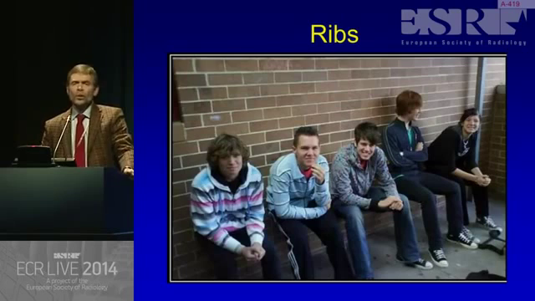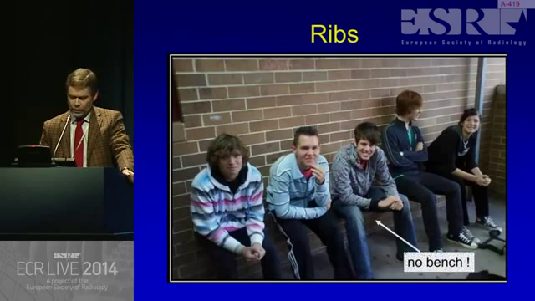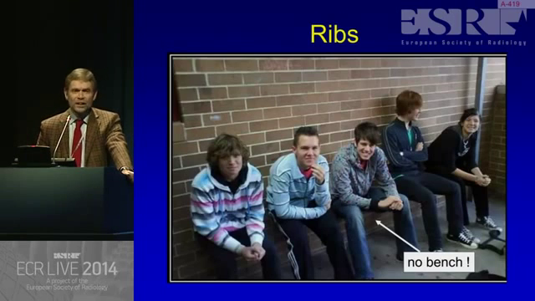So, let's go down to the ribs. This is the most difficult diagnosis, because there is no bench. And it's very difficult to detect something that isn't there. So that was the eye teaser for the ribs, but I'll show you things which are there.